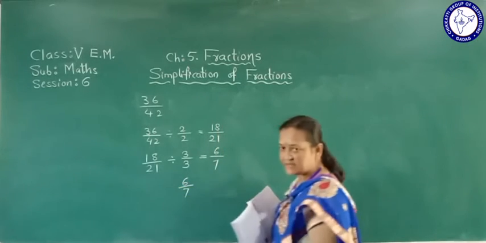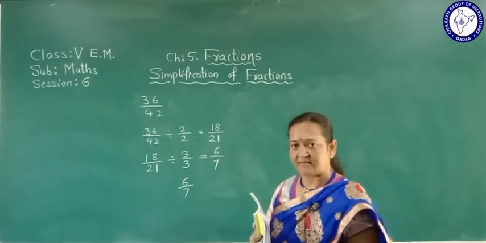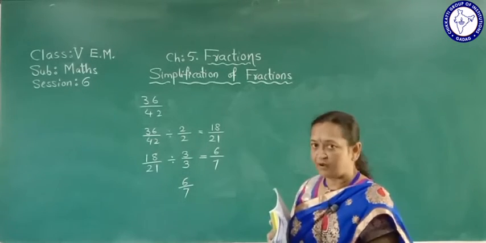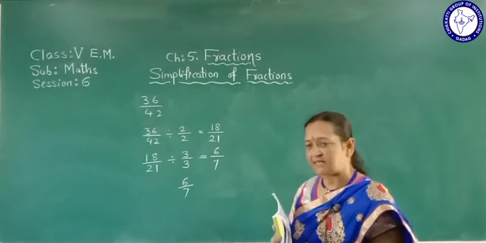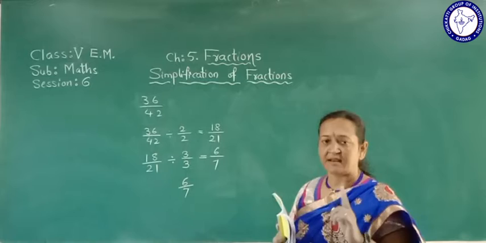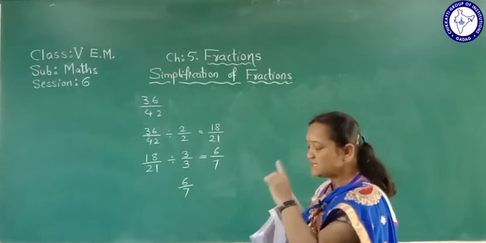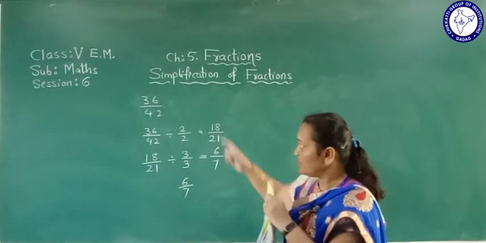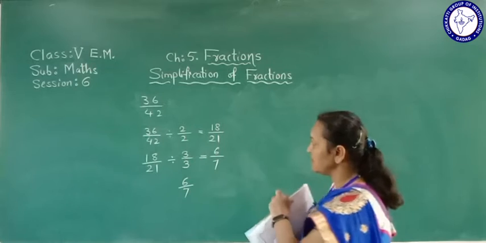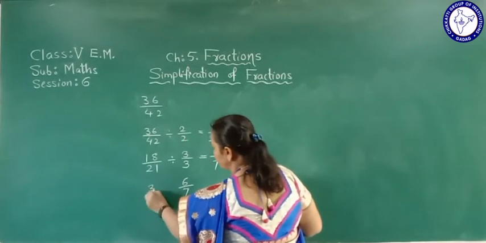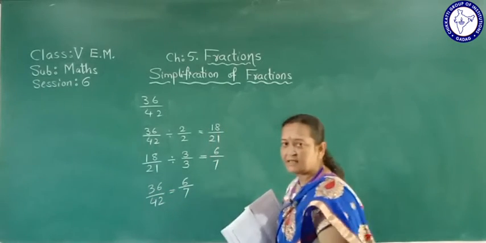This 6 by 7, can you still reduce it? Are you getting 6 and 7 in the same table? No, other than 1. So 1 six is 6 and 1 seven is 7. 6 and 7 we are getting in one table only. So this is the very simplest form of 36 by 42. Still you can't reduce it. So the simplest form of 36 by 42 is 6 by 7.